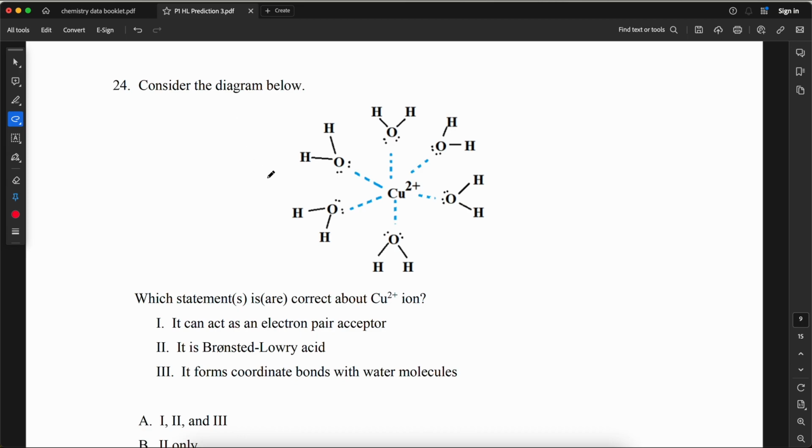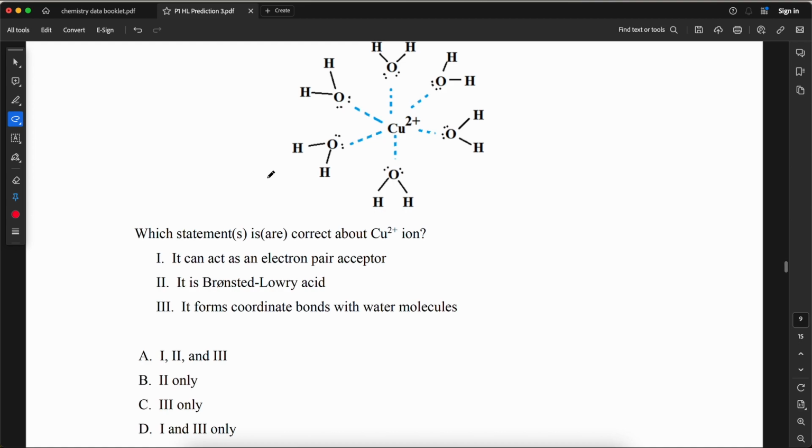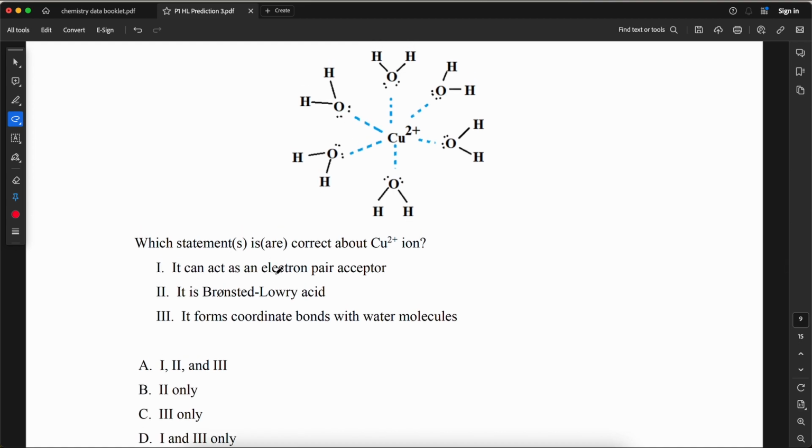Consider the diagram below. Which statements are correct about the Cu2+ ion? It can act as an electron pair acceptor. A Bronsted-Lowry acid is a proton donor. A Lewis acid is an electron pair acceptor. Cu2+ is a transition metal that has vacant d orbitals, cannot donate a proton because it doesn't have H+, but can accept an electron pair, so it acts as a Lewis acid. Therefore, this is correct. It is a Bronsted-Lowry acid is incorrect because it cannot donate a proton. It forms coordinate bonds with water molecules, correct, because it will form a dative covalent bond or coordinate bond with water.